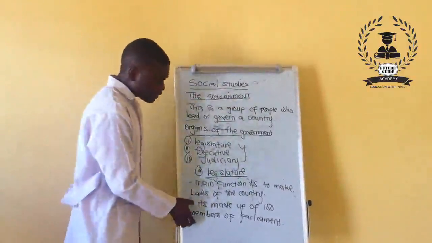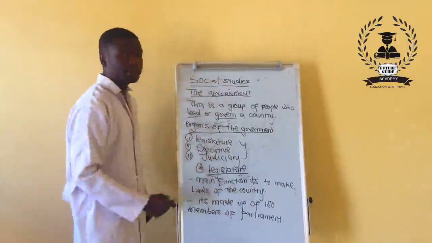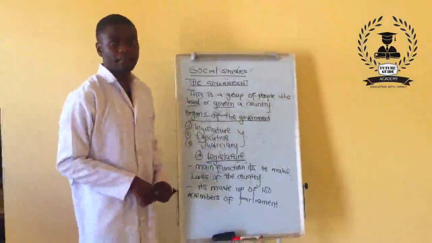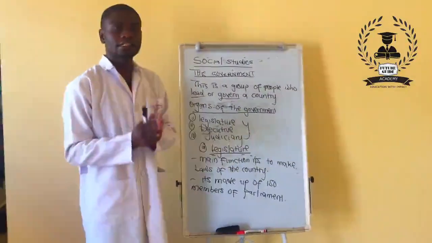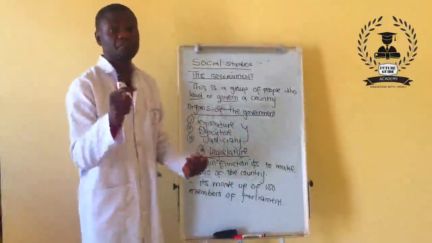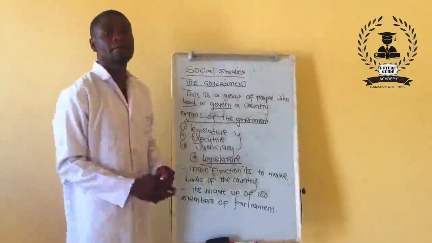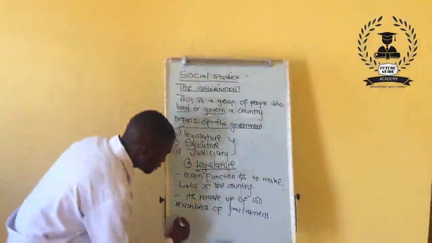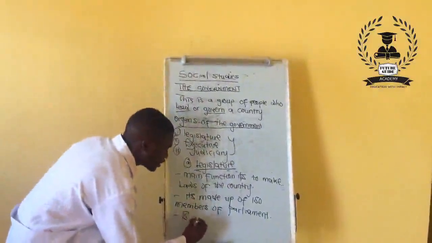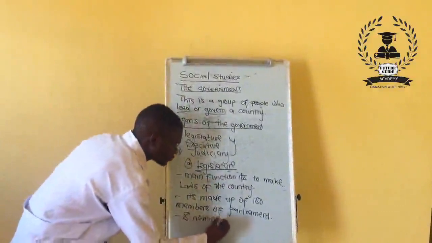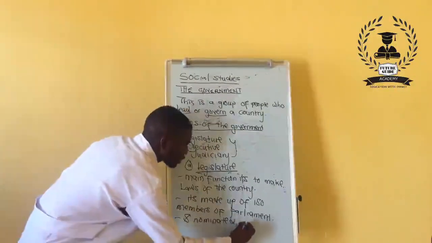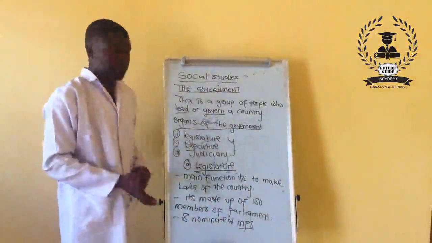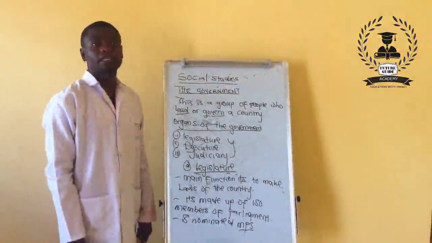Now, these 150 are not the only ones that are always found in Parliament. We also have 8 nominated members of Parliament. When we say nominated, these 8 are chosen by the president. Remember, the president is given power. So there are also 8 nominated MPs, members of Parliament. So these make up the legislature.